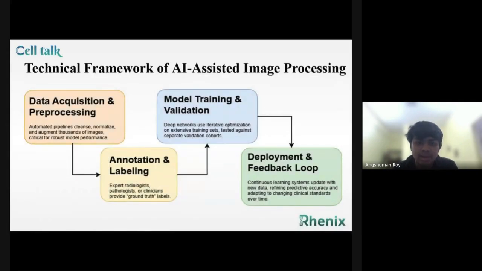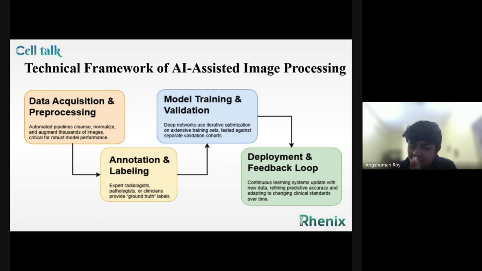This is the technical framework of AI-assisted image processing. Generally, it starts with data acquisition and pre-processing. There is a simple quote here: garbage in, garbage out. So we need good data. We need to pre-process the data well. Then we need to annotate and label the data properly.